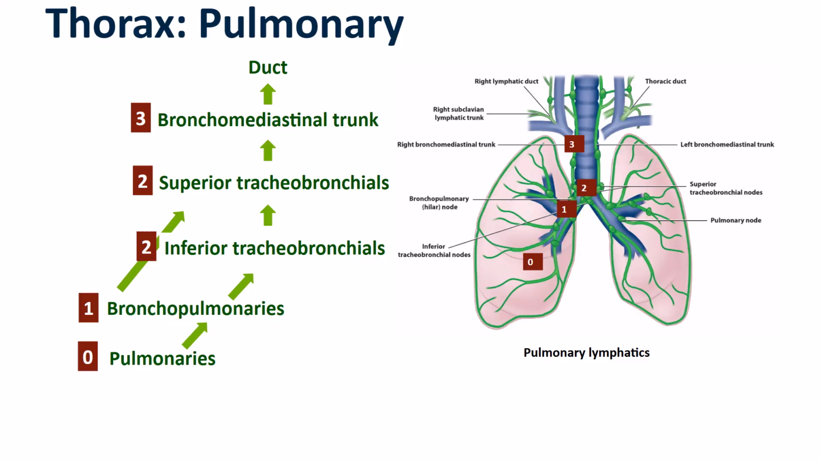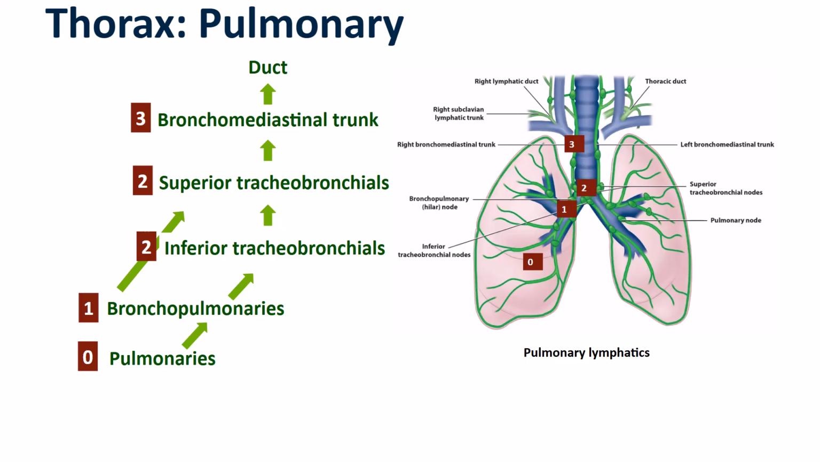So I'll circle that, and now let me erase it so that it's not in the way. And what happens is lymph from bronchopulmonary nodes will move into tracheobronchial nodes. There's both inferior tracheobronchial nodes, that's below the bifurcation of the primary bronchi, and then there are superior tracheobronchial nodes above the bifurcation of the primary bronchi. And you can have movement of lymph from inferior to superior. So we're ascending here up through the mediastinum.